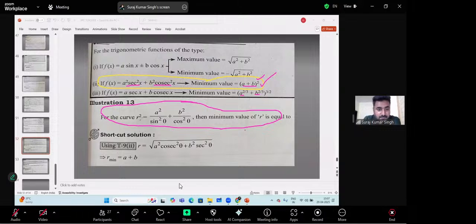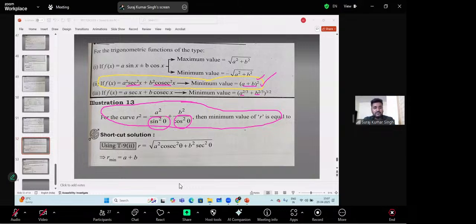The question is: for the curve r square equals a square by sin square theta plus b square by cos square theta, what should be the minimum value of r? For getting the minimum value, r equals root over a square by sin square theta, that is 1 by sin square theta, cosec square theta, and b square by cos square theta, that is sec square theta. So a square cosec square theta plus b square sec square theta.